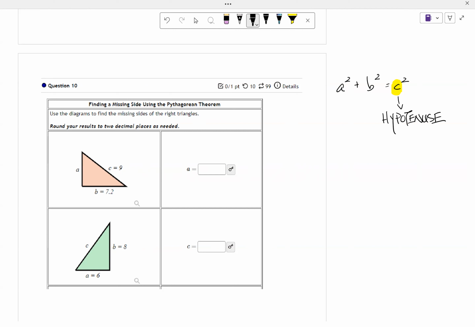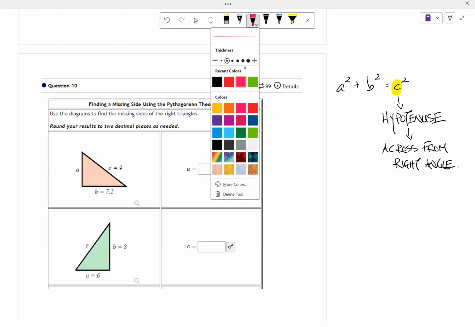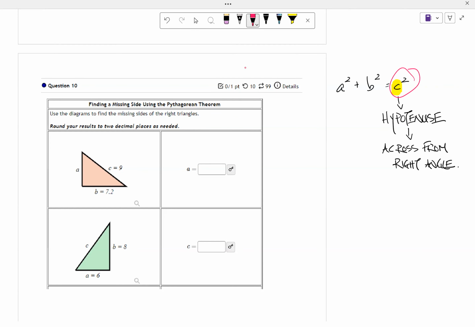So that's the side that is across from the right angle, okay? And that's really important because it isn't that we always just type in the two numbers we have and then find the thing on the right-hand side. Okay, we actually have to be really careful about what we're plugging in where.